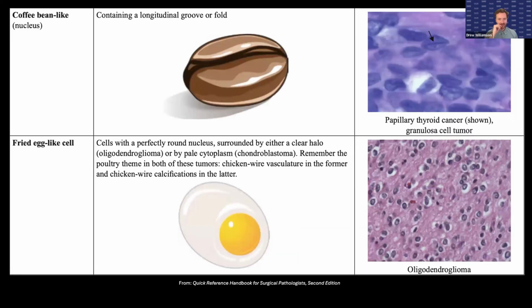A common joke among pathologists is that we love our food analogies. These are some of my favorites: these coffee bean-like nuclei, which are nuclei that have little grooves in them, like this one here, maybe this one here, and these fried egg cells that are characteristic of oligodendroglioma.